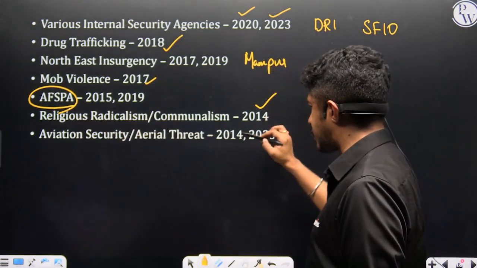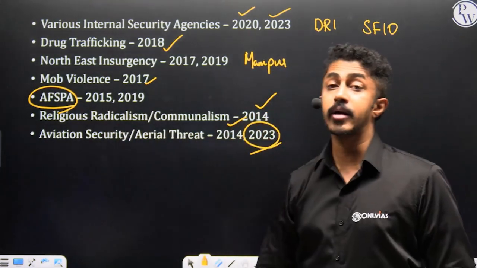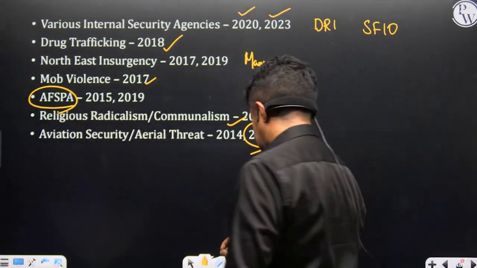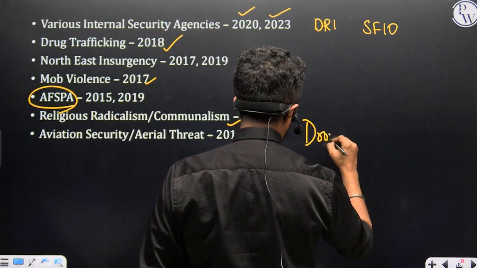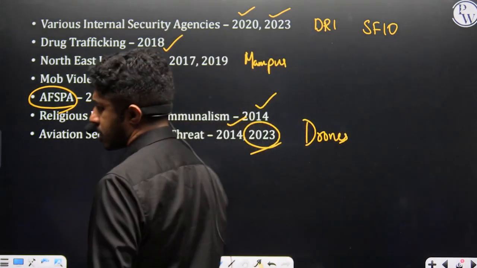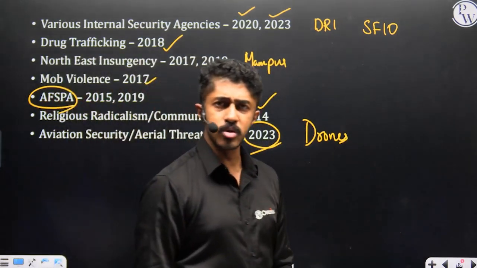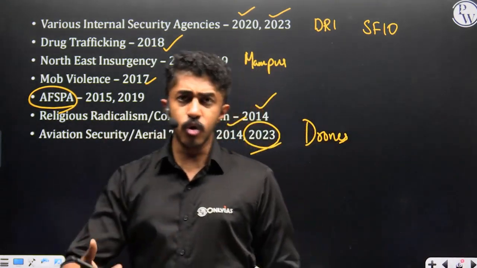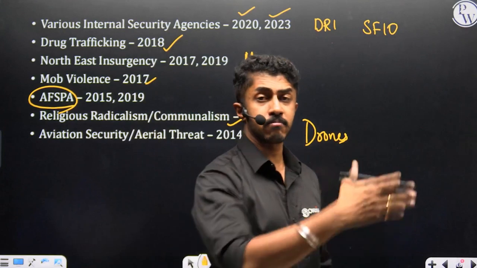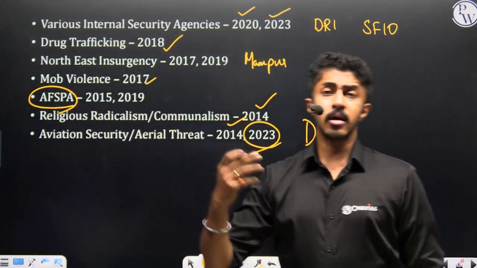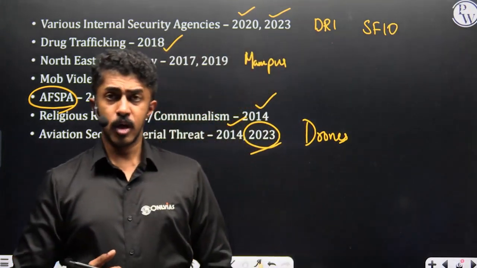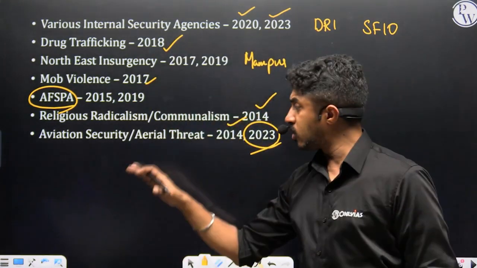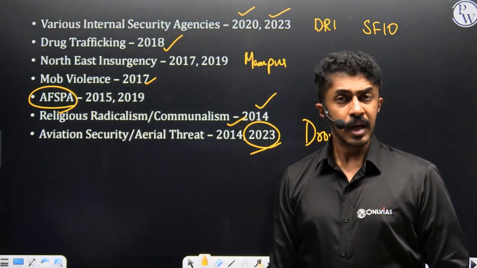Aviation security or aerial threat was asked in 2014 as well as in 2023. This can come as a news this year for the simple reason that drones were deployed both by India as well as Pakistan. The Turkish-made drones or the Chinese drones were used by Pakistan, whereas India used its own indigenous drones as well as drones provided by USA, France, Israel, etc. So obviously drone and its related advantages, disadvantages, we need to do it thoroughly. Clear, people?